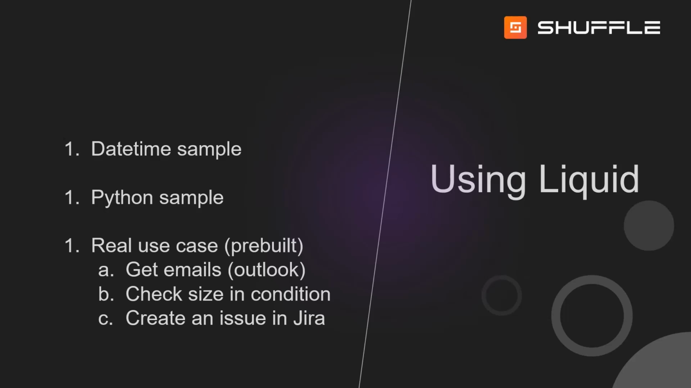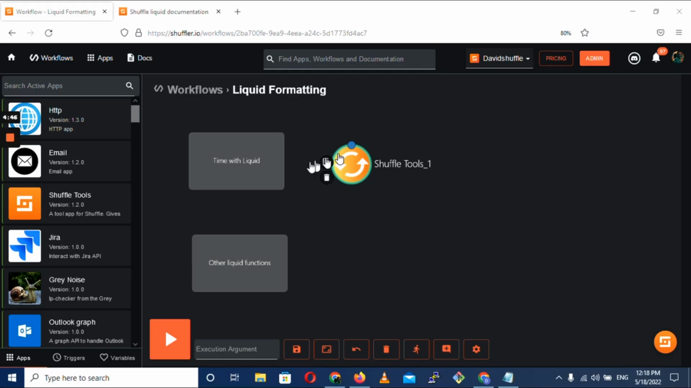Hello everyone, David here back again with another Shuffle tutorial series, and today we'll be looking at liquid formatting within Shuffle. Okay, so to start we'll be just using time functions within Liquid, and let's start dragging our first node, paste this right here.